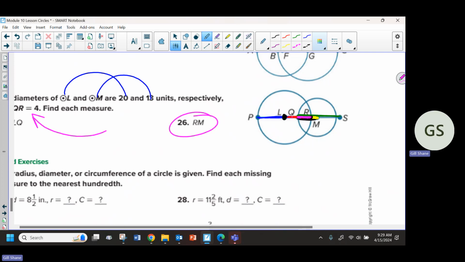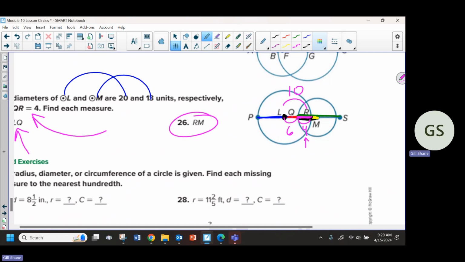If I know from L to R is 10, I know from Q to R is 4, well, then I know from L to Q is 6. So that would be the process you would go through. And I think that's the first thing you're supposed to solve for right here, LQ. And then I would do the same thing, only with the other circle. Well, I know that from Q to R is 4, so that number's right here.